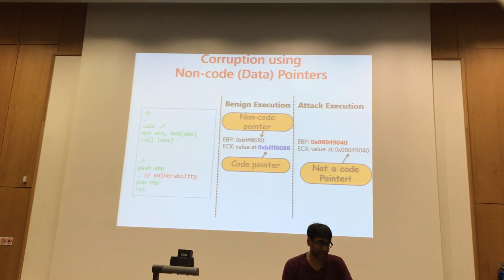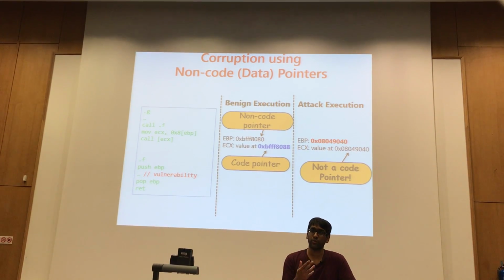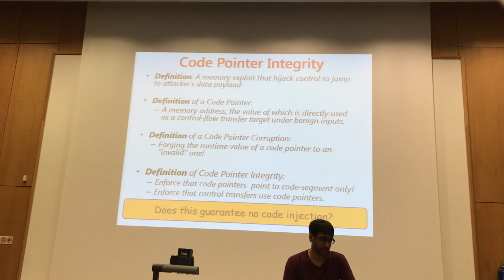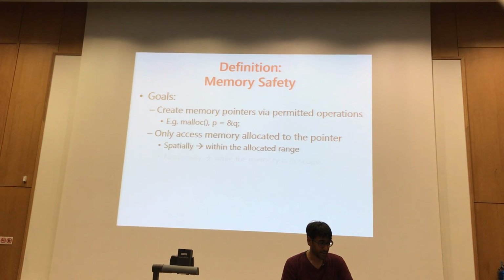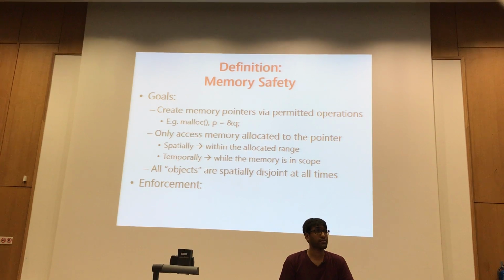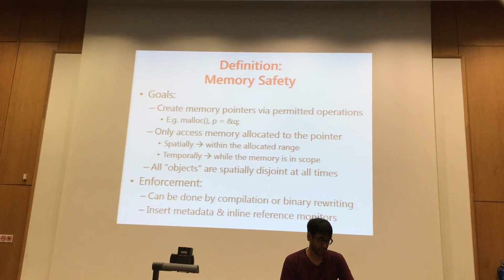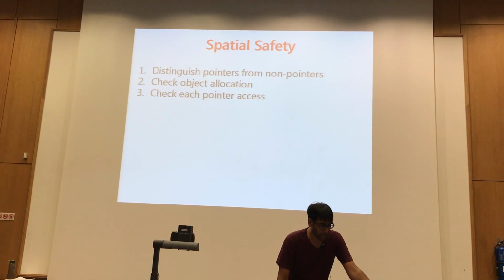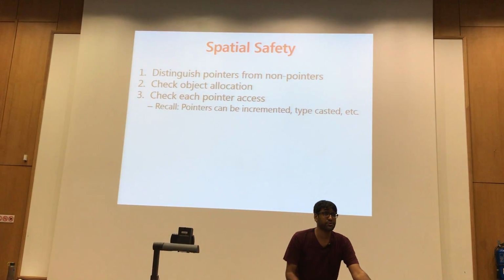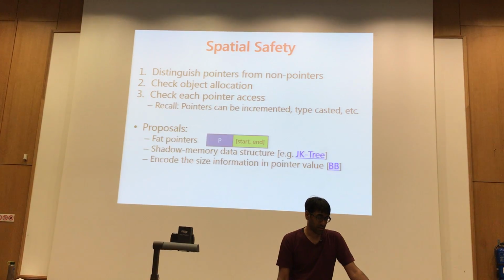Right? So this point basically talks about why it is not sufficient to just protect the memory allocated for code pointers. You should look at memory that is pointing to it. Right? And then there's a specific definition for memory safety, and this is the definition. And there's a way to do this, which can be done by binary rewriting, or you could compile it down. And you have to look at three specific properties to enforce for spatial safety, right?